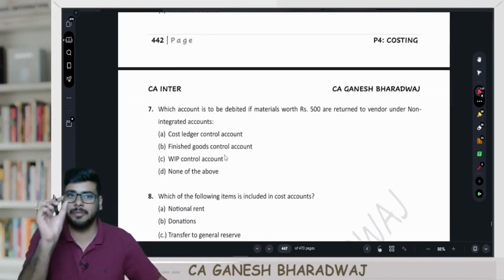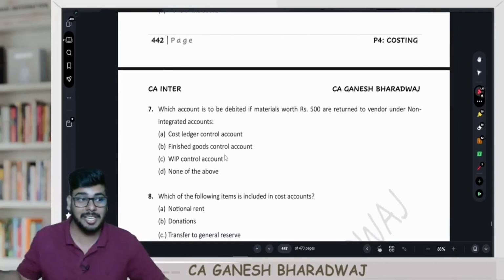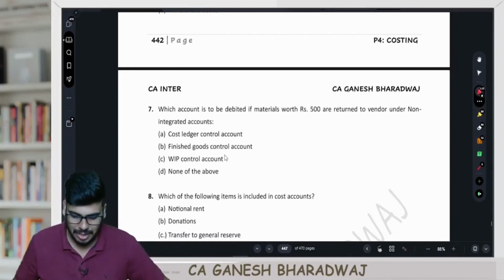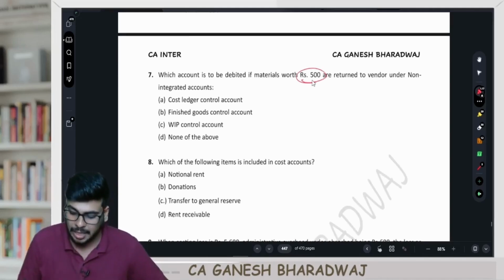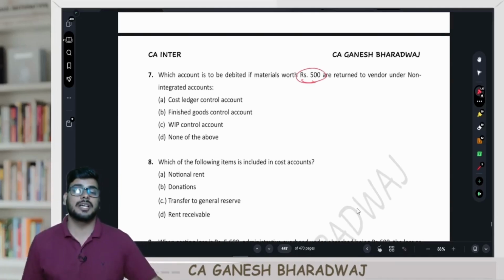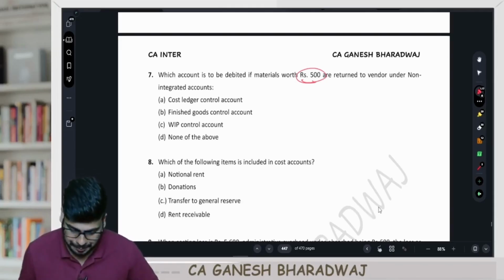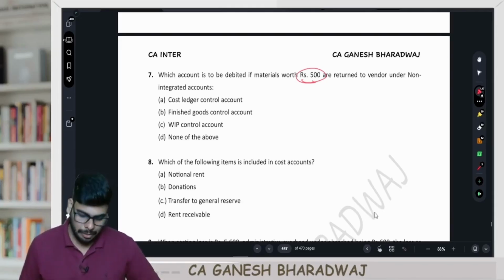These are all finite points in how they ask MCQs. These can be asked as MCQs, right? If you know it, you will just love it. That's all. Which account is debited if materials worth 500 are returned to the vendor under non-integrated accounts? Which account will be debited?